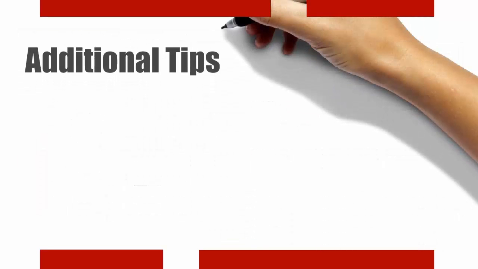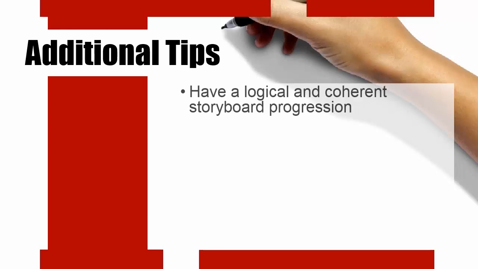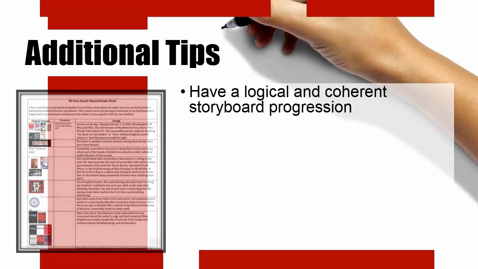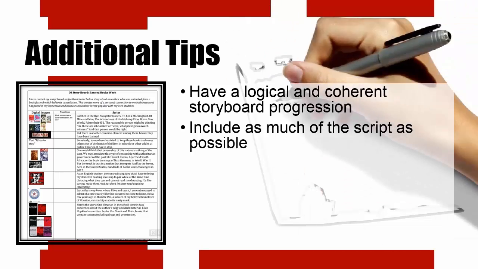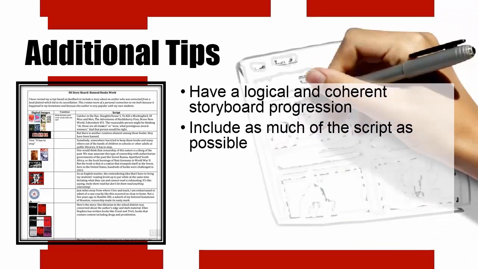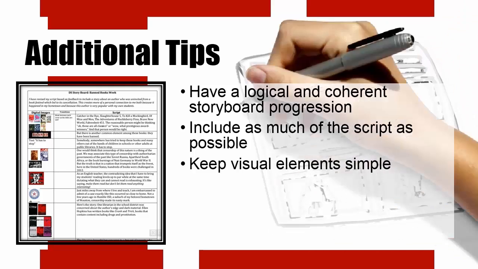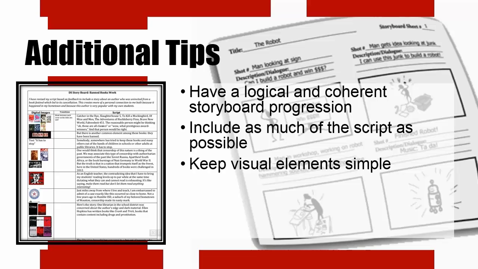And some tips for creating successful storyboards include presenting your information in the right order in a logical and coherent fashion. Always try to include as much of the script as possible, so you should really write your script first and then put your storyboard together with the descriptions of images or thumbnails. Try to keep the visual elements simple but appropriate to what's being said in the script.